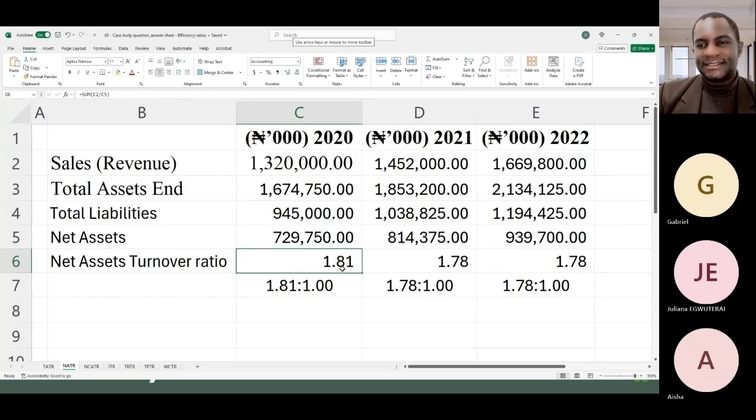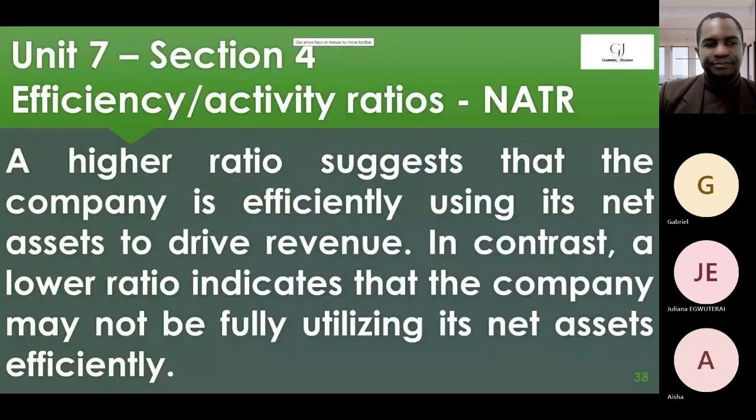Do you get that? Yes. So revenue covered our net asset twice. We have excluded our liabilities, and I think this is a good performance in my view. But let's keep speaking to the numbers.